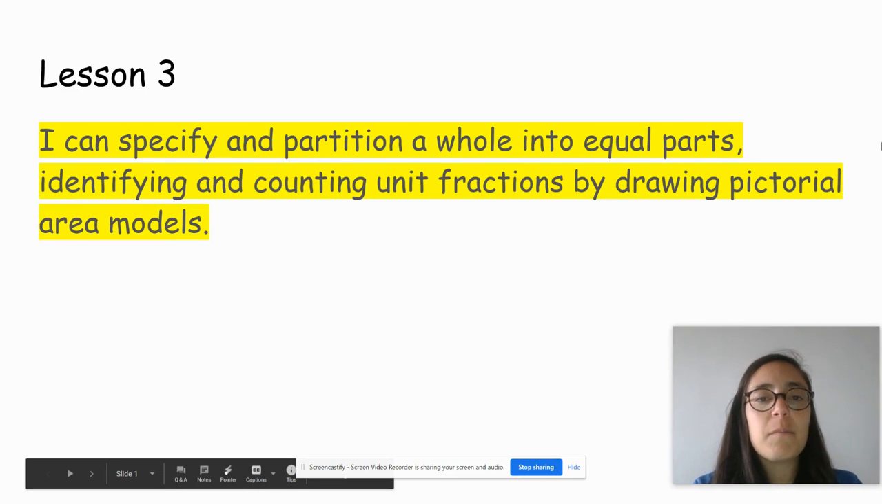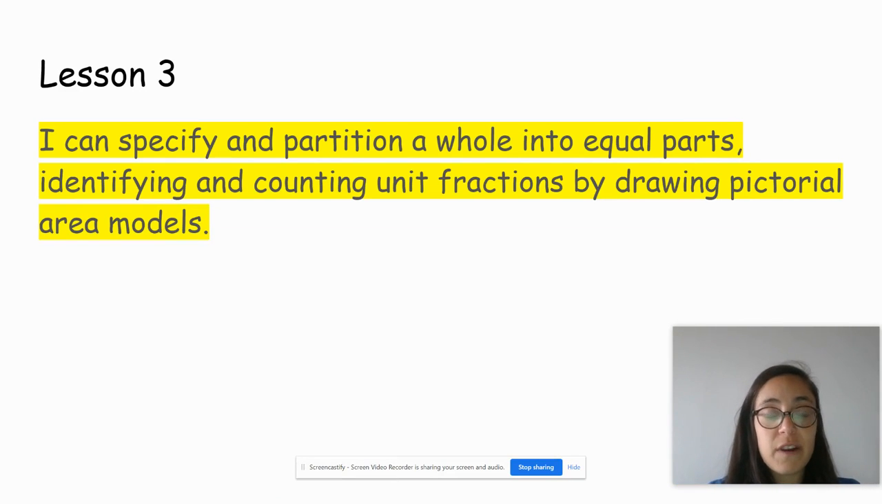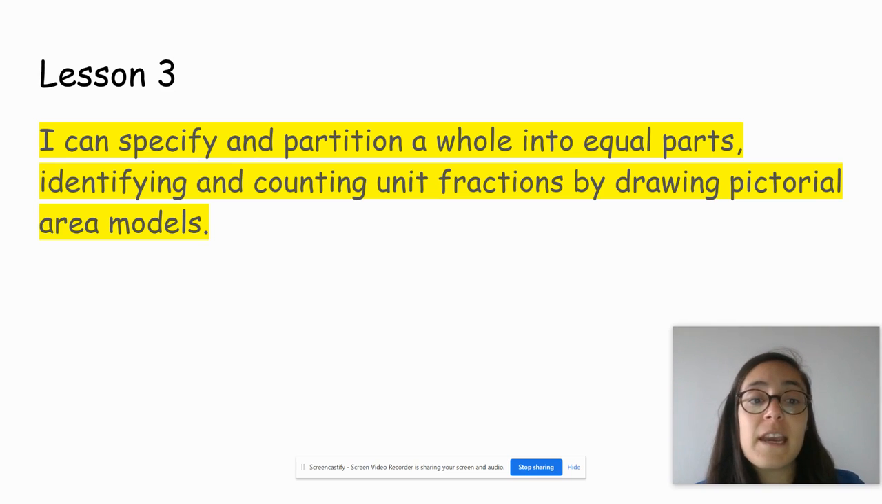Today we're going to talk about Module 5, Lesson 3, and your job will be to focus on specifying and partitioning the whole into equal parts and identifying and counting unit fractions by drawing pictorial area models. So we're going to draw pictures as we are working on our models.